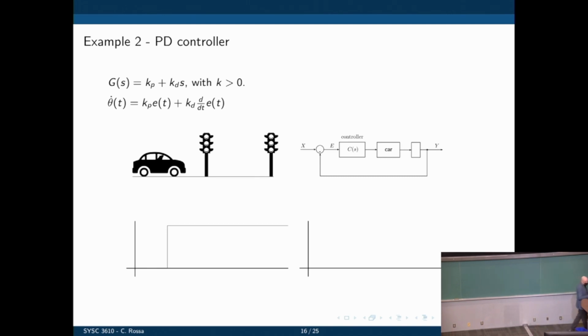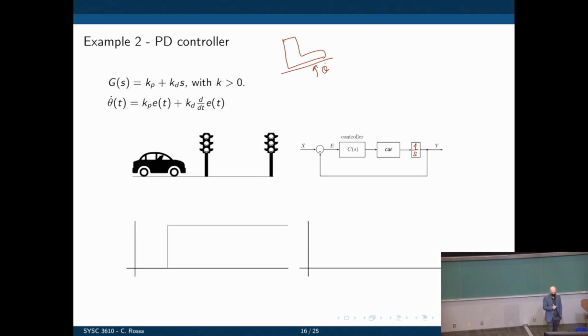Let's see another example here. Now the job is a bit different. We are going between two traffic lights, and we are controlling the position of the car. What we want to do is to move from the first traffic light once it turns green to the next one that is, let's say, red. And we want to stop right at the next traffic light. And we are once again controlling the speed of the throttle. But now we are controlling the position of the car. So if you're controlling the position of the car, you just need to integrate the speed here.